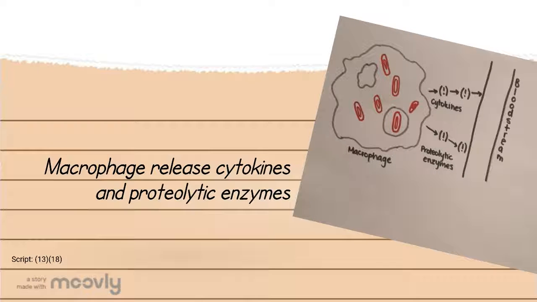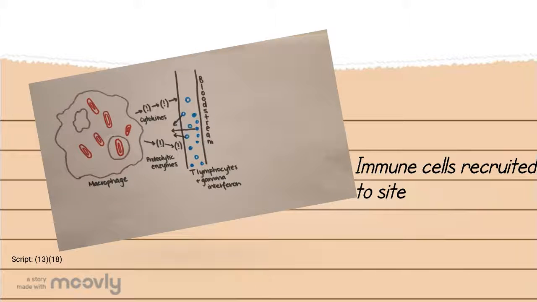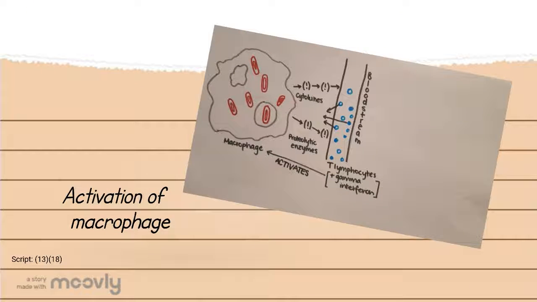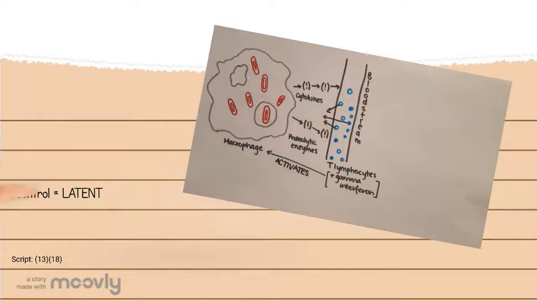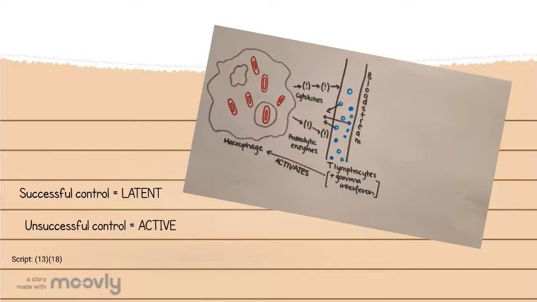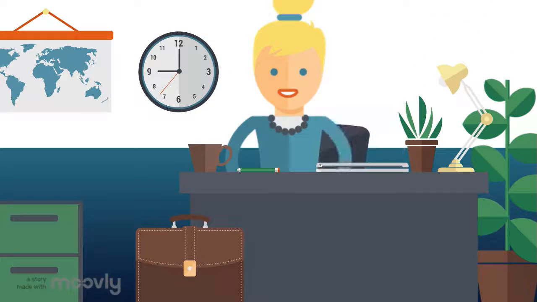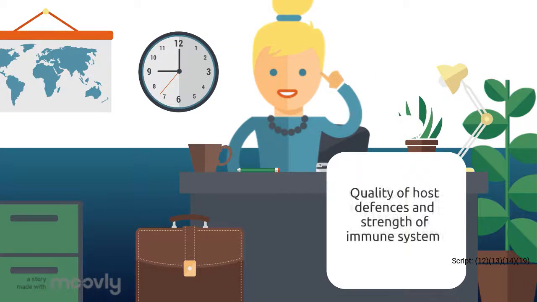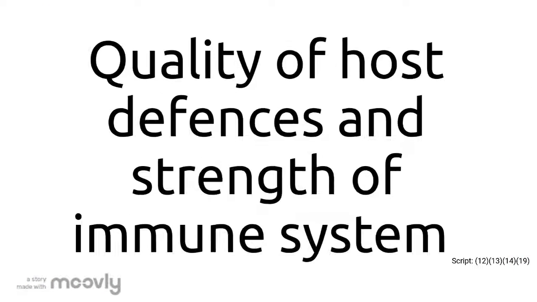Simultaneously to this occurring, the macrophages release proteolytic enzymes and cytokines, attracting a variety of immune cells including T lymphocytes and gamma interferon to the site. The release of gamma interferon activates the macrophage, initiating a cascade of events that either successfully control the infection, producing latent tuberculosis, or progressing towards an active infection. The outcome is determined by the quality of the host defenses and the strength of the host immune system.